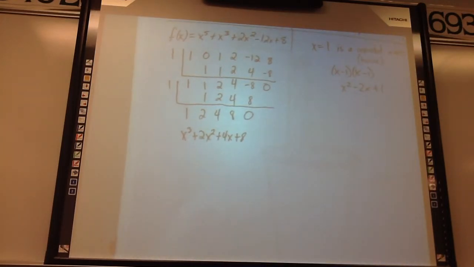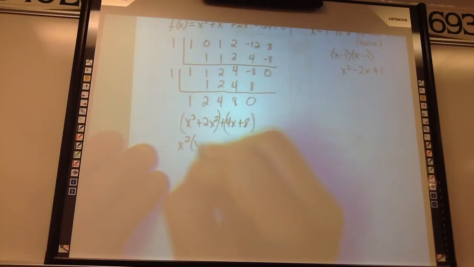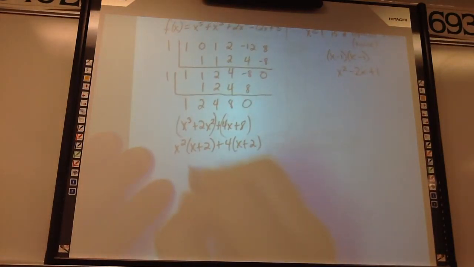Think we could factor that? Group them? Yeah. So now you can get the rest of the zeros. Group it. So you'd have x squared times x plus 2, plus 4 times x plus 2. And then it's x squared plus 4 times x plus 2.